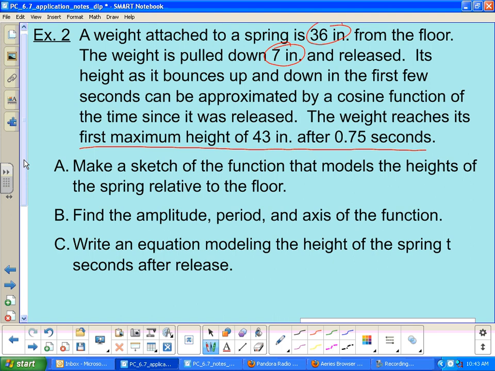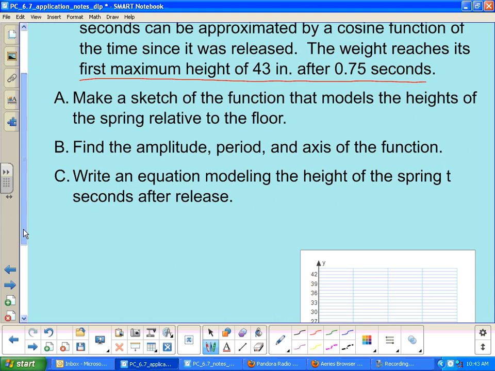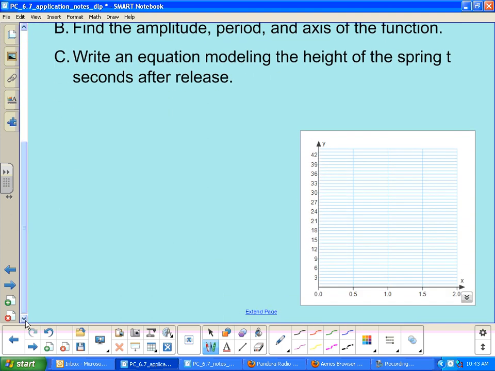So let's draw our graph. At time equals 0, there's time. Again, height is a function of time. So in this graph, do we have a phase shift? Where is 0, by the way? Where's 0 time? My hand is on the spring. Where is my hand on the spring in terms of time 0? Is it at 36 inches? Is it at 29 inches? Where is it? 29. Always 29.